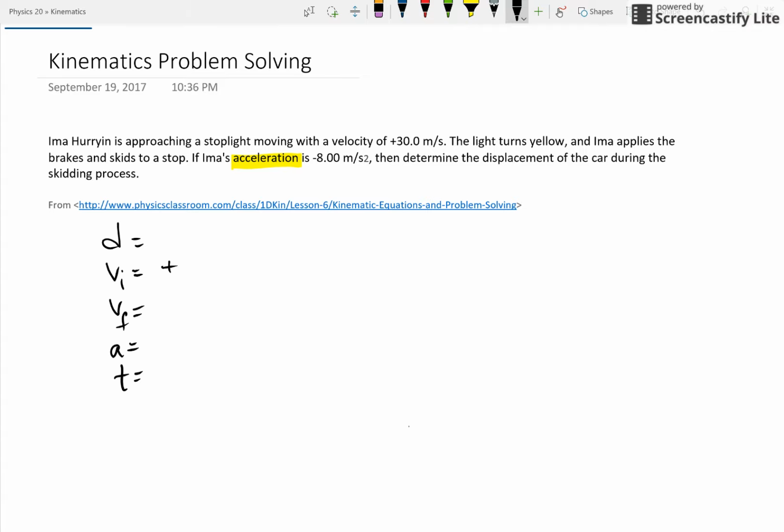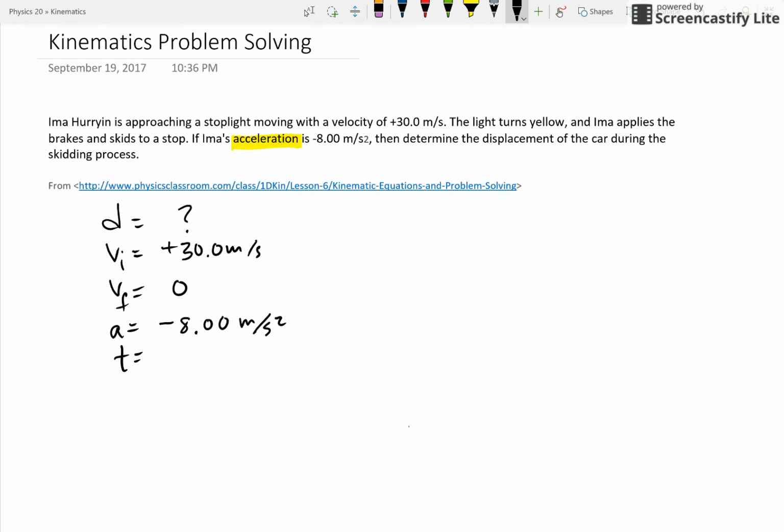So we already said that Ima is traveling at 30 meters per second and comes to a stop. And then later on in the question, it says that Ima is accelerating at -8 meters per second squared. And later on, after that, they say determine the displacement. That means we're not asking for time in the question, and we don't have time given in the question. So let's take this information that we have and what we're asked for and identify that.